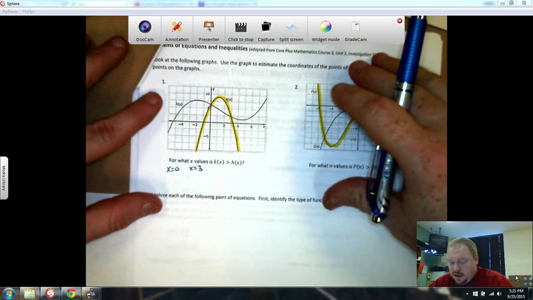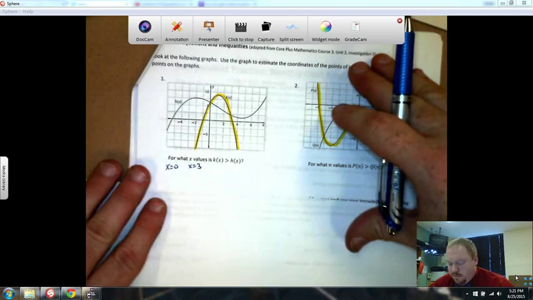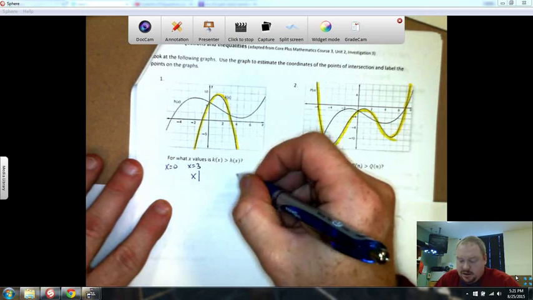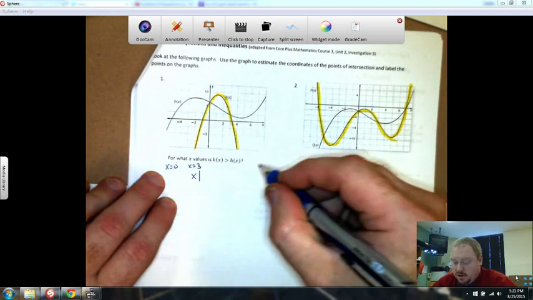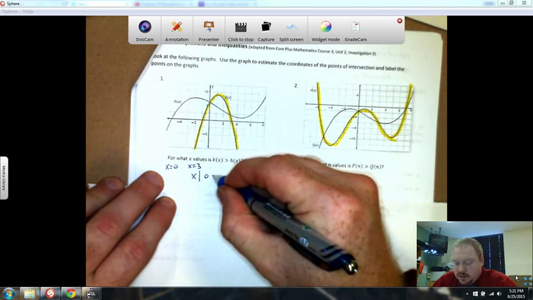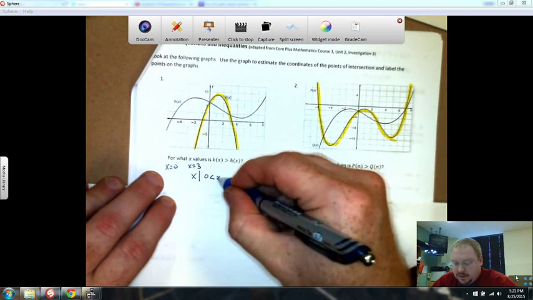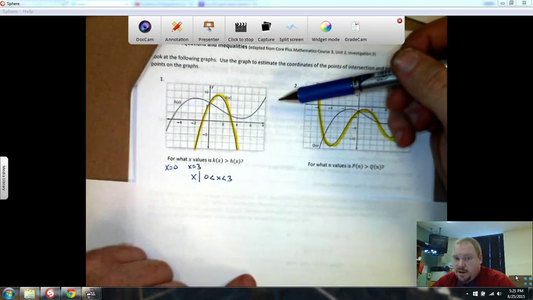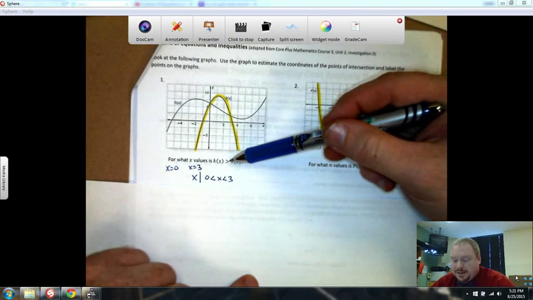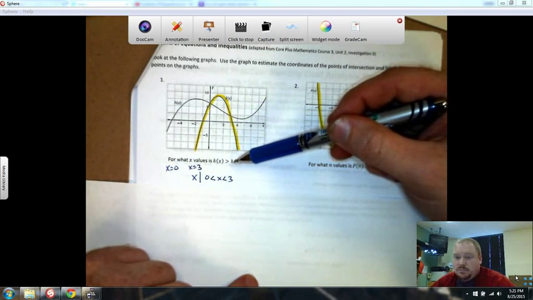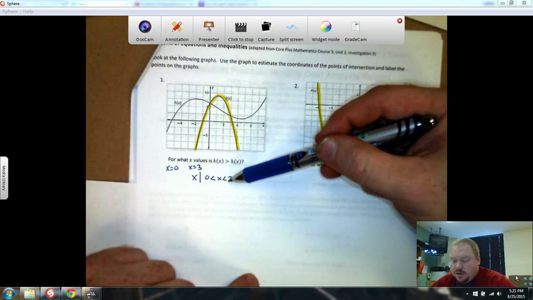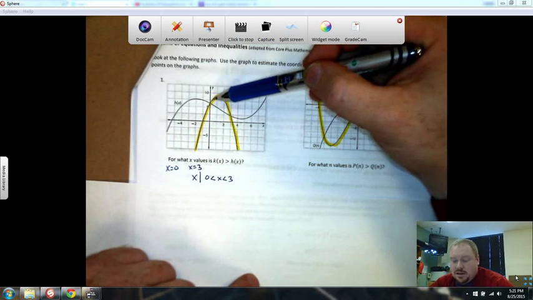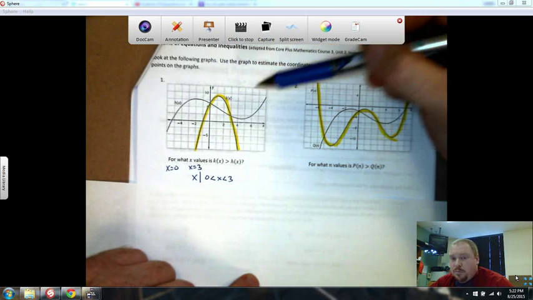So how I'm going to write that is, x such that, now I'm going to say between, so 0 is less than x is less than 3. Now, the reason I do not have equals under here is because that does not say greater than or equal to. If there were lines under here, it would mean that you would also be including the point where they touch. But this is everything in between these, but not including the points where they touch.